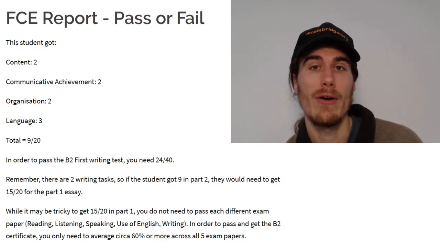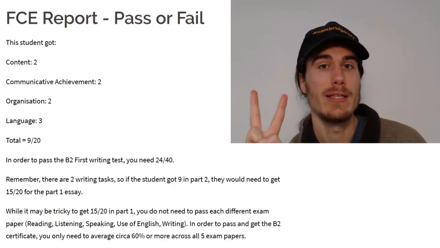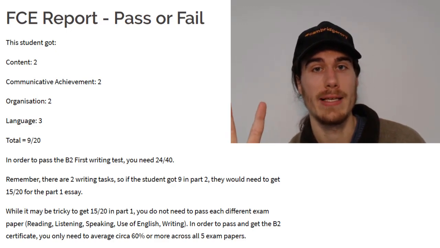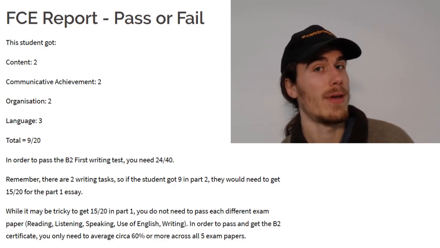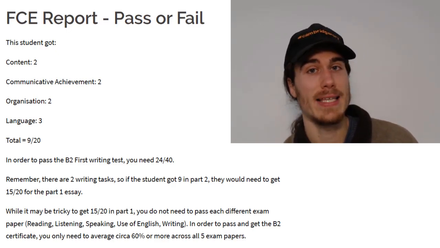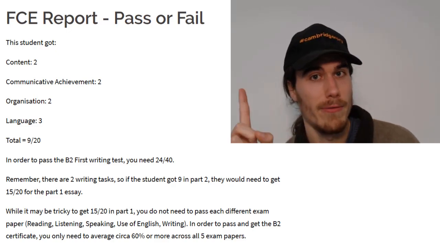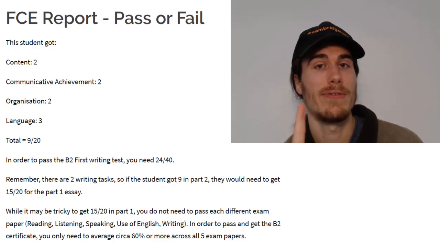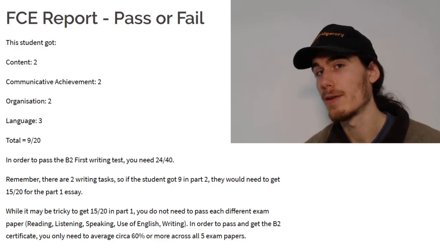And how do we work out how many marks you have? Well, there are 40 marks in total, and you need to do 2 different writings in the exam. So you get 20 marks for part 1, the essay. If you haven't seen my video on FCE essays, check it out in the description below, or I'll put a link above for you. So there are 20 marks for the FCE essay, and there are 20 marks for your part 2 writing. And you could choose a different part 2.